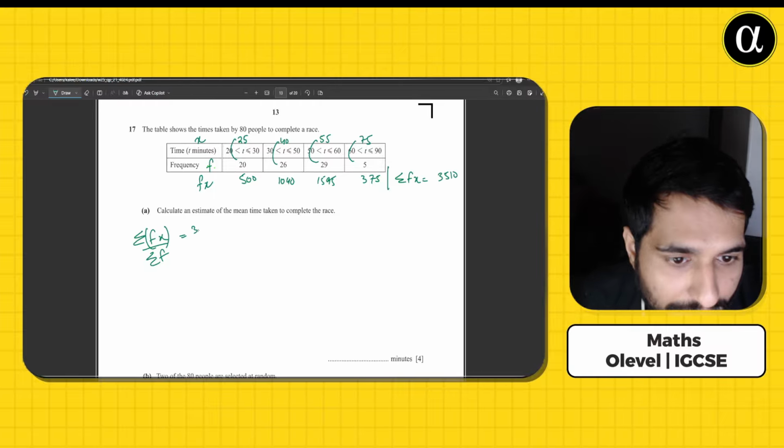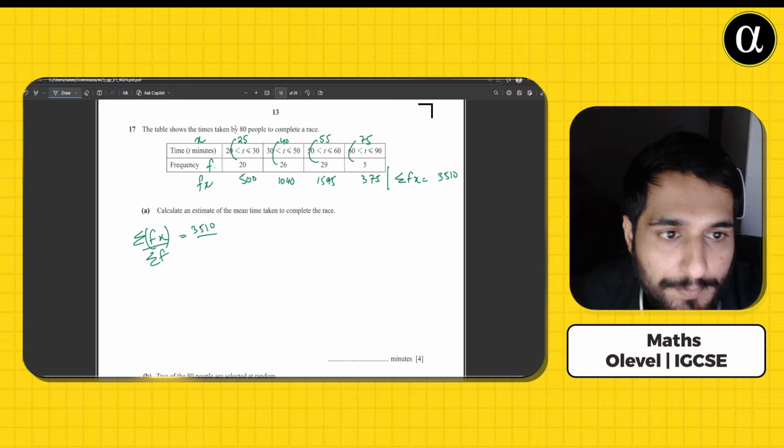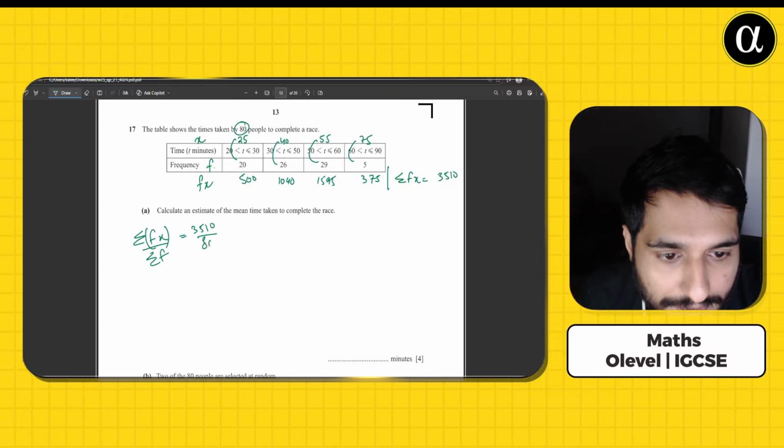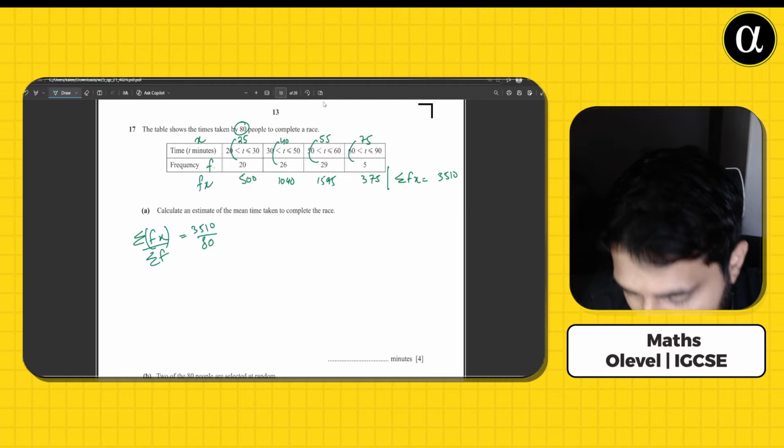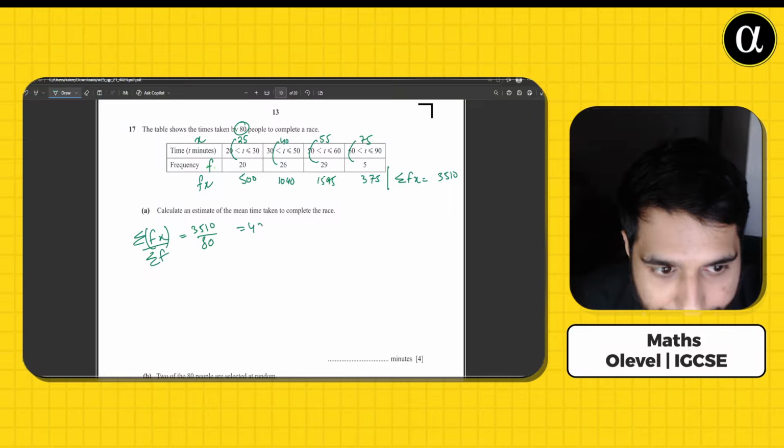Now we write 3510 over here. That should be divided by the number of people that were 80. So it's 3510 divided by 80, and it gives us what? 43.875.